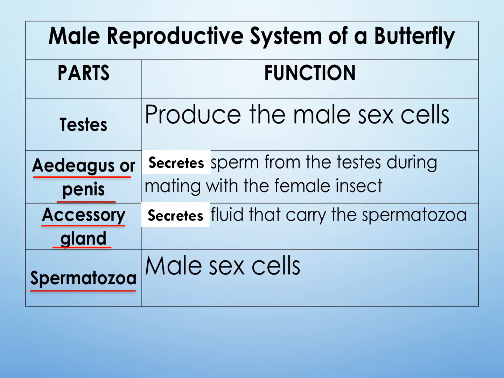This is the reproductive system of a male butterfly. Here are the parts and function of each part. First is the testes. It produces the male sex cells. Next is the aedeagus or penis. This releases the sperm from the testes during the mating with the female insect. Accessory gland. This secretes fluid that carries the spermatozoa. And the spermatozoa is the male sex cell of a male butterfly.